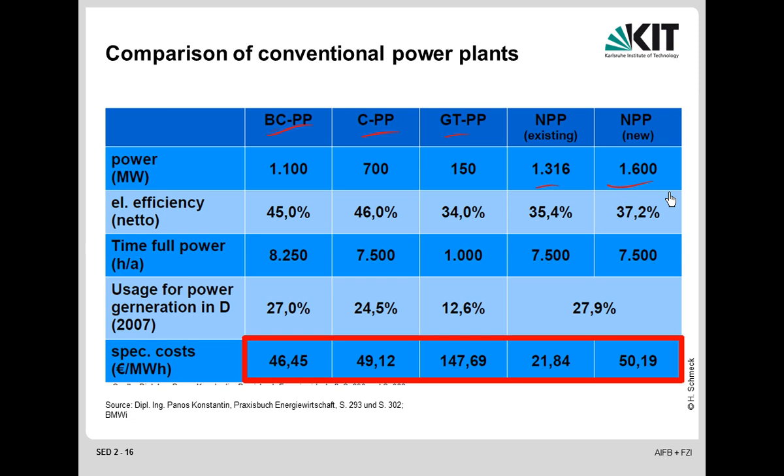There are no combined heat and power plants in this table. They are around 80% efficiency, so much better than those. So just something between 45% and 37% here for the nuclear power plants. Efficiency is not really very high. The time where they can run is like the brown coal power plants run almost all the time, 8,250 hours per year. That's almost all the hours per year running through. Coal power plants, not that much. Gas turbine, around 1,000 hours per year.